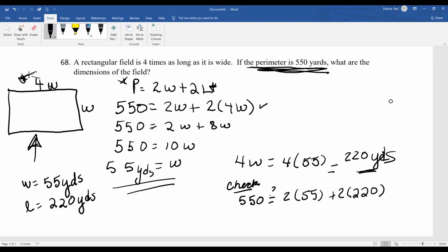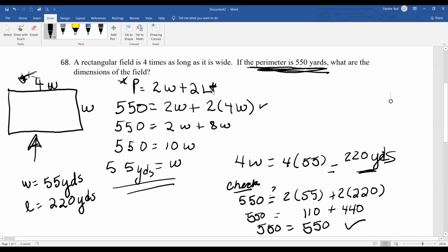So 2 times 55 is 110 plus 440. And we have 550 does equal 550. So it checks out here. All right, so that's another application problem.